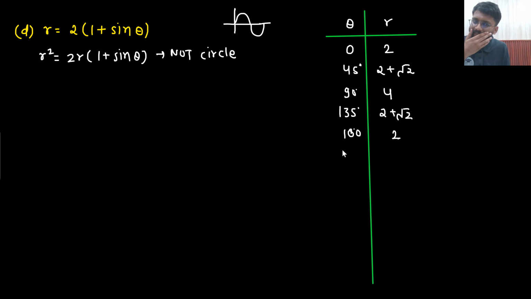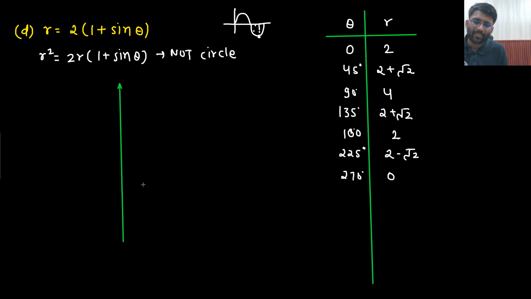At 225 the value will become 2 minus under root 2. At 270, sin is minus 1, so the value will be 0. At 180 the value is 2, fine. At 270 the value comes out to be 0. So let's draw the graph here.